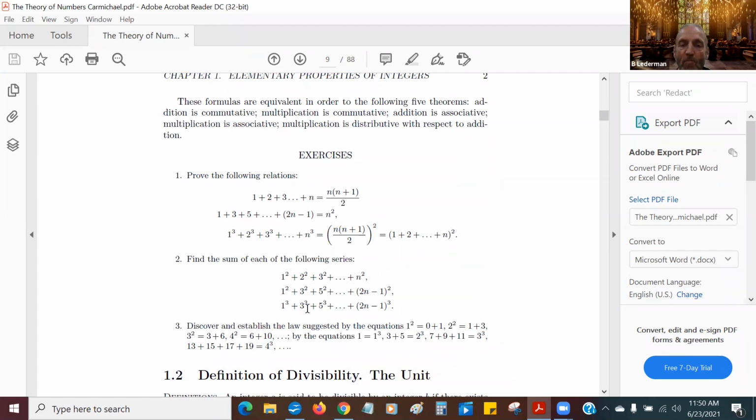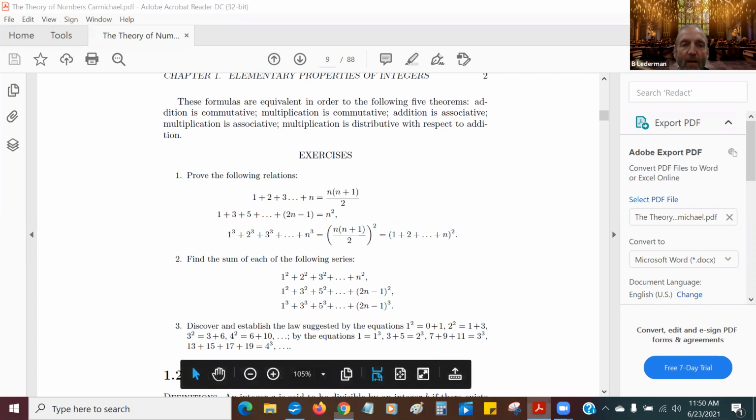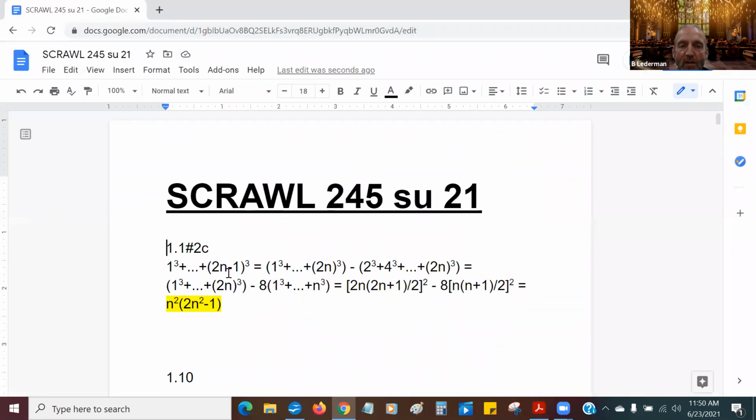So let's figure this out. Here's what I did. I wrote number 2C because it's the third part of question number 2: 1 cubed plus dot dot dot plus 2n minus 1 cubed. That's what we're looking at. All right, so here's the problem: 1 cubed plus 3 cubed plus 5 cubed plus up to 2n minus 1 cubed.